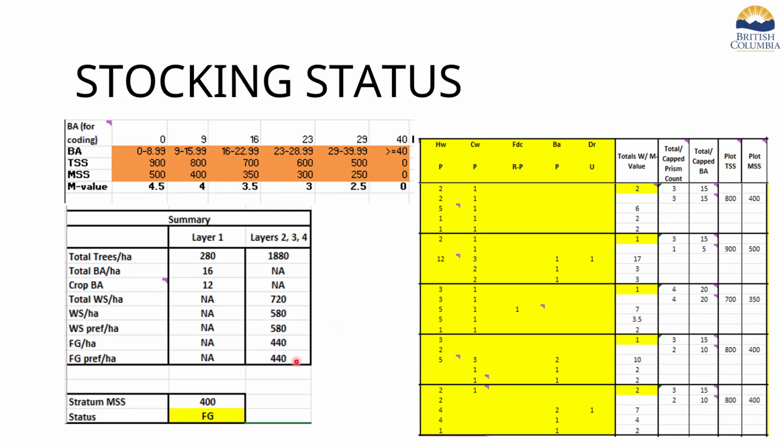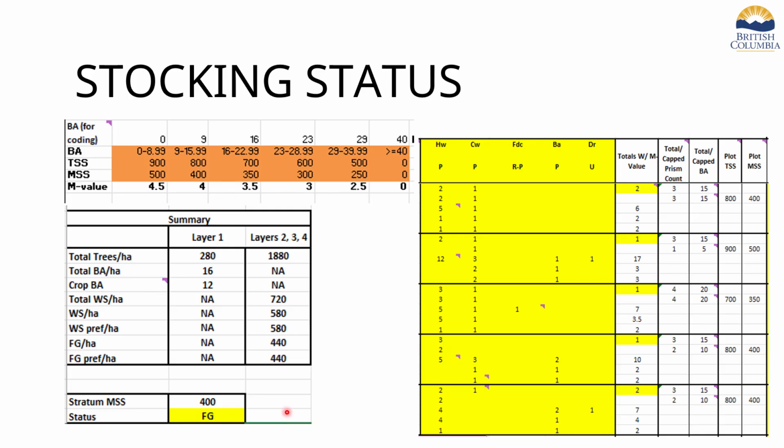Then we look at our free growing numbers. We are at 440. We're close to the minimum, but we're above it. And so that means we are free growing. For cedrus, very luckily, no stats are required, so the LCL does not matter. So just the fact that our average free growing density is above the minimum is enough to mean that at the stratum level, we are free growing.